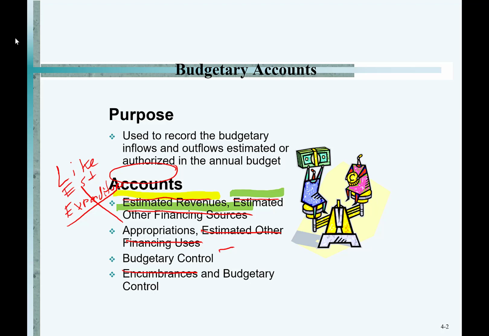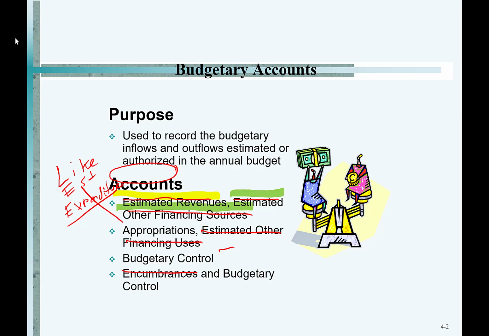Okay, so if it is going to be a budgetary account, instead of calling it revenue, we call it estimated revenue, because we're saying this is what we think our revenue is going to be next year or whatever. If we're talking about other financing sources, we don't just call it other financing sources, we call it estimated other financing sources, because again, we're projecting what we think is going to happen in the next year, right? Now, when we get to the amounts going out, our other financing uses and our expenditures, we don't just call it other financing uses, we call it estimated other financing uses.